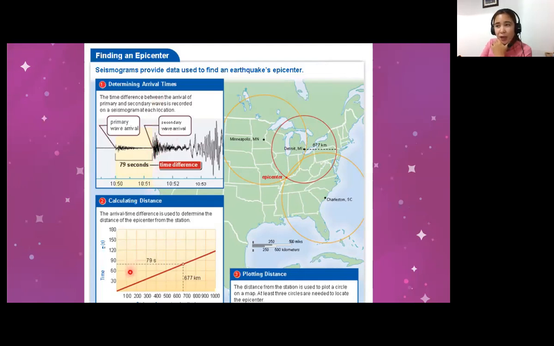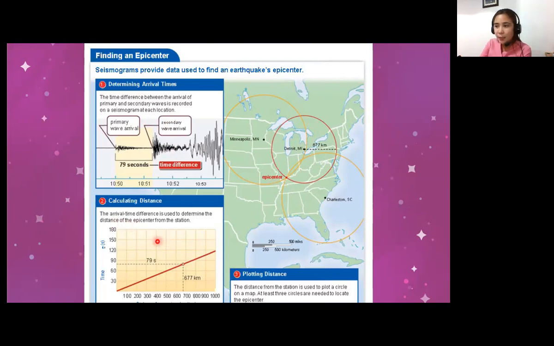So, papaano malalaman kung ano yung difference nila? So, from the moment of primary wave, first point ng primary wave at first point ng secondary, the time difference there is 79 seconds. So, halimbawa lang ito yung time. Pero, ang difference yan ay 79 seconds. So, that is how we determine the arrival time. The time difference between the arrival of primary and secondary wave is recorded on a seismogram at each location. Okay, halimbawa, each location yan.